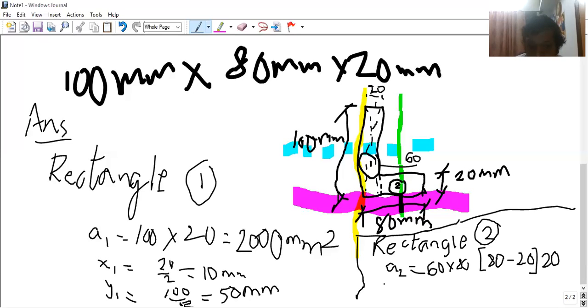Now the same way x2 and y2, students. Be very careful here. For x2, what will we do? Same as how you move from this reference, you move to the right. You take 20, plus when you move to the right, it will be exactly half of that. This is 60, so exactly half will be 30. So 20 plus 60 by 2 will be your x2. It's important, students.